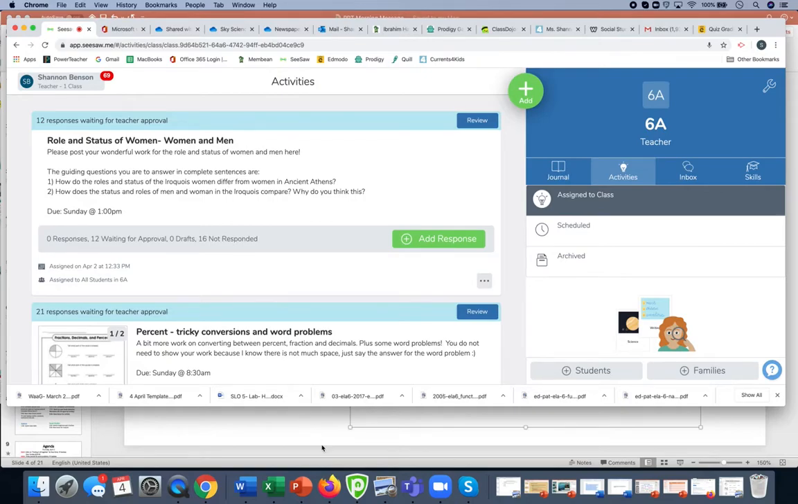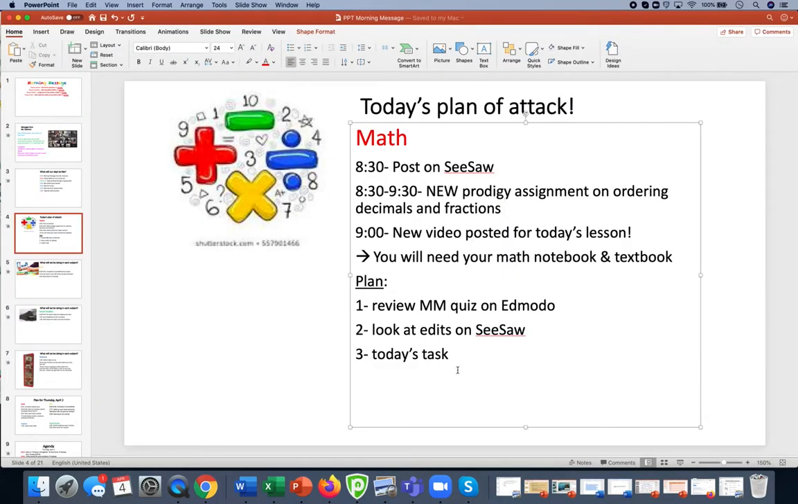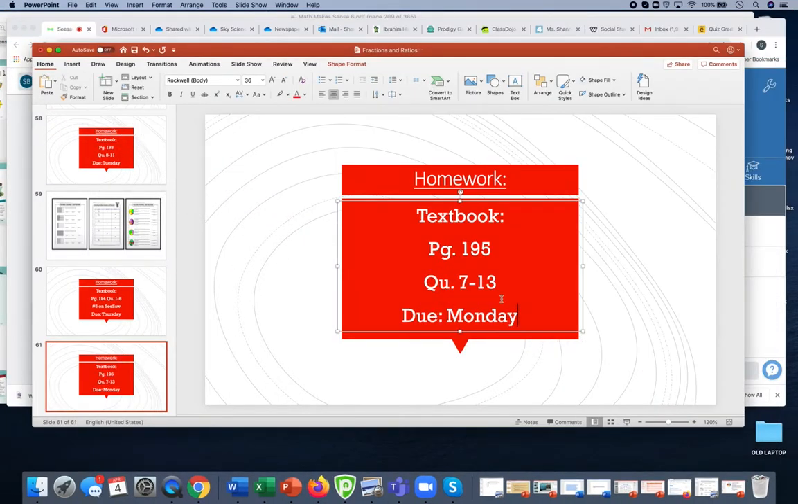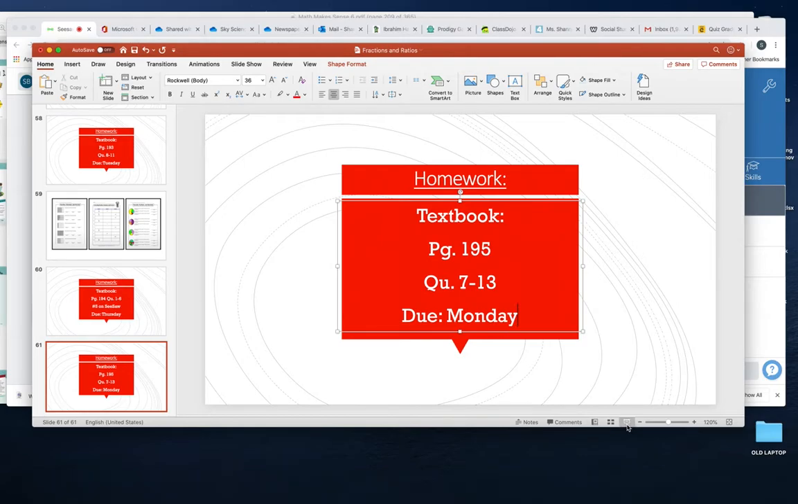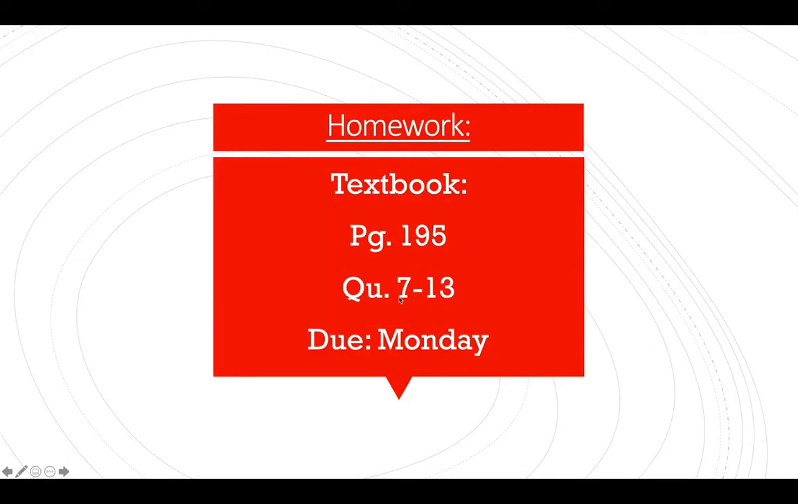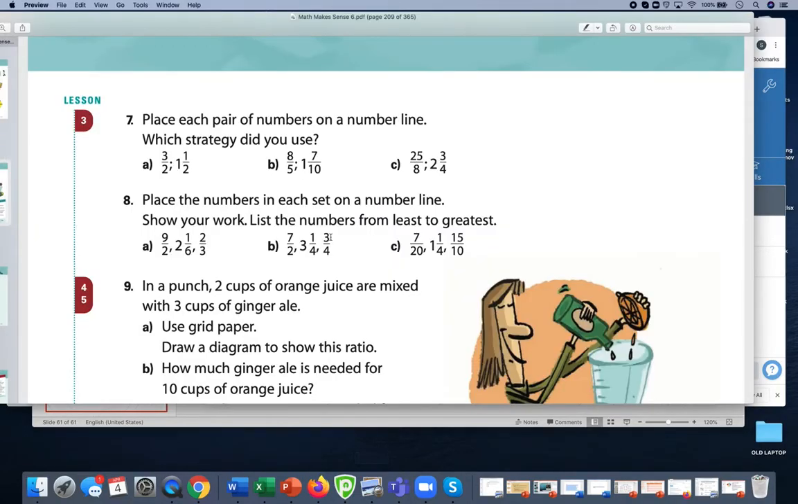Okay, then the new assignment for today, what is our assignment for today? So we're doing page 195 in the textbook, questions 7 to 13, which is going to be due tomorrow. You're going to notice this is the very end of our cumulative review for this entire unit, which is why we're doing our project instead of a unit test starting tomorrow. So the questions in the textbook are this.